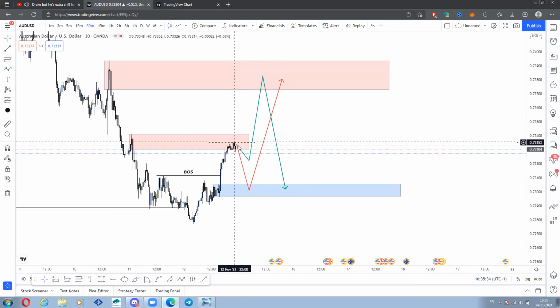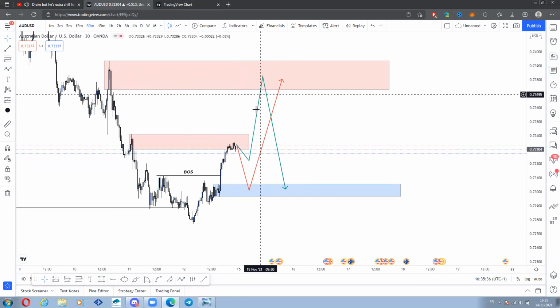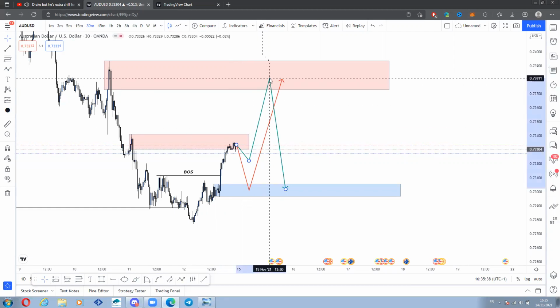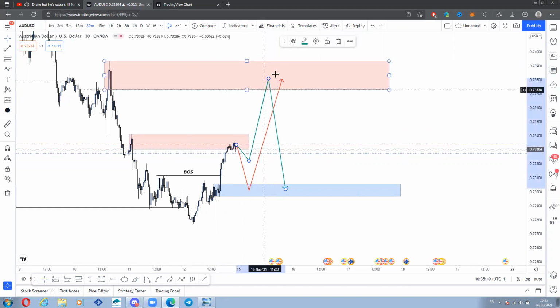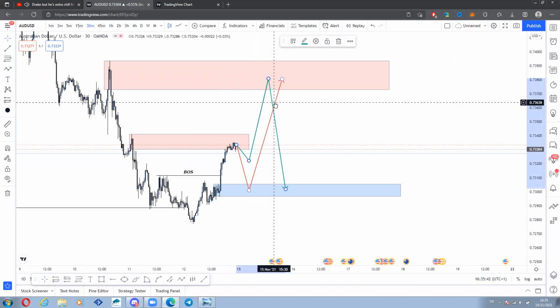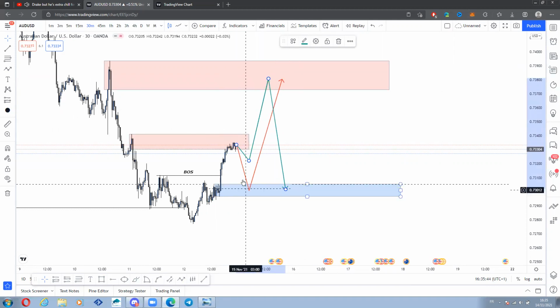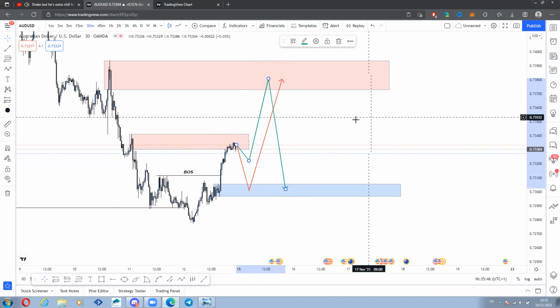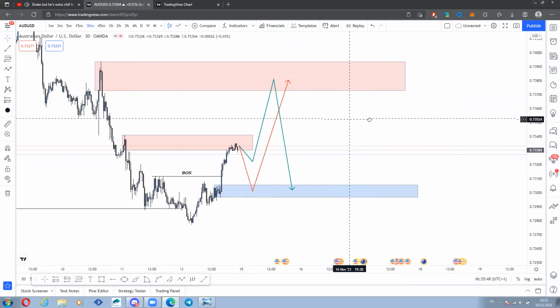And if you entered in here and you hit your break even, and the price came in to mitigate this supply zone, you need to look for sells from here. So there are three things you need to do: sell from here, buy from here, or sell from here. Easy. Try not to complicate it a lot.